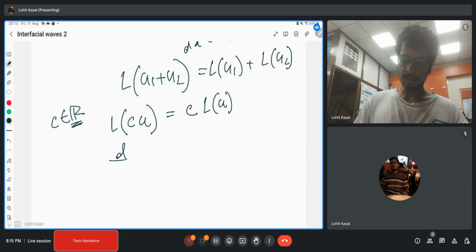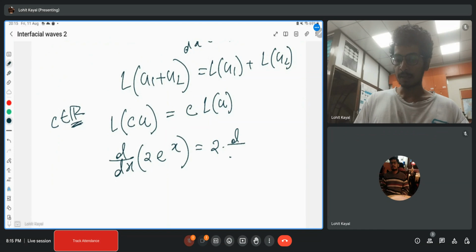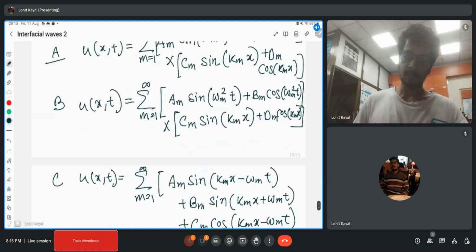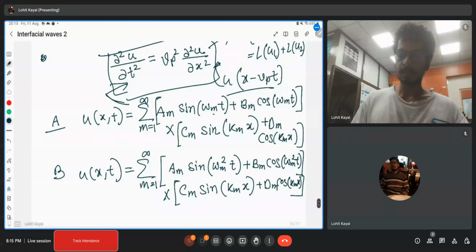Okay, that means d/dx of 2 into e to the power 2x equals 2 multiplied by d/dx of e to the power 2x. Here we are exactly doing the same thing. Sine omega 1 t plus sine omega 2 t plus sine omega 3 t, just like u1, u2, u3 etc., and a1, a2, a3 are like c, the scalar multipliers.